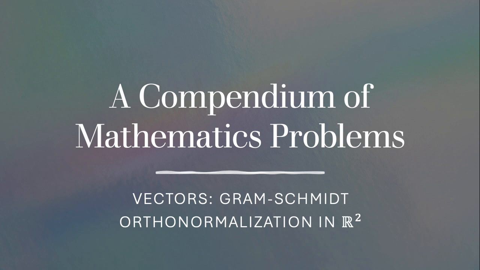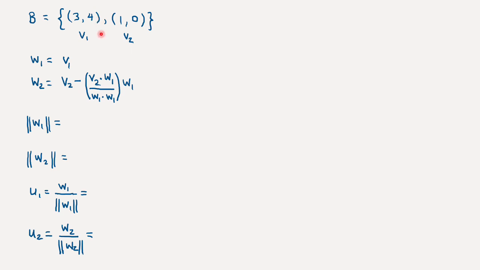In this example, I'm going to go over an example of Gram-Schmidt orthonormalization in R2. So here's our example. We have a basis for R2 consisting of the vectors v1 and v2, where v1 is (3, 4) and v2 is (1, 0). And we want to create an orthonormal basis based on these two vectors.